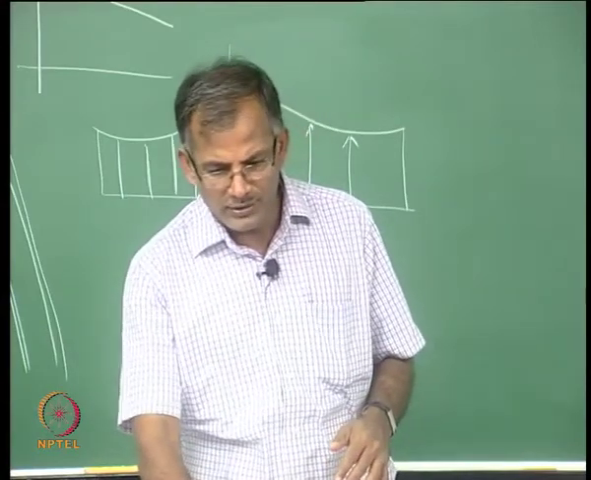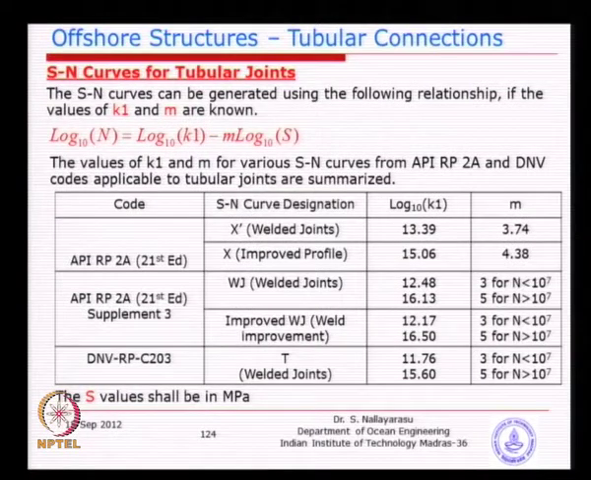What we are interested in is these values, basically the values of log K1 or K1. Sometimes, instead of log K1, you will be directly given the K1 value. So you have to find out what the log K1 value is depending on which code. Almost all the DNV codes give the values of K1 directly, whereas the API just gives log K1. So you have to be a little bit careful in using it.